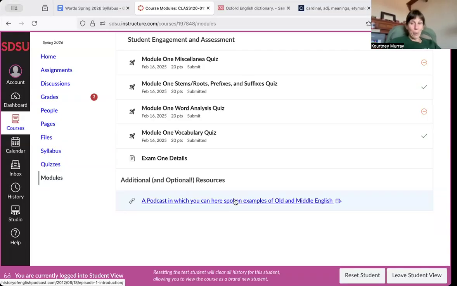If there is something that you know about that you would like to include on this page, please let me know. I would love to see that.